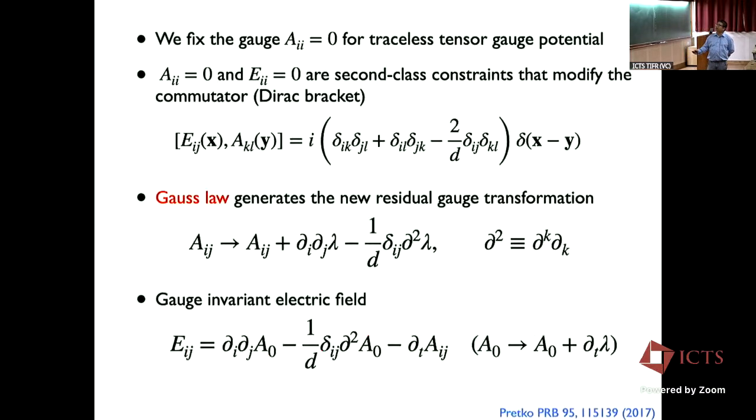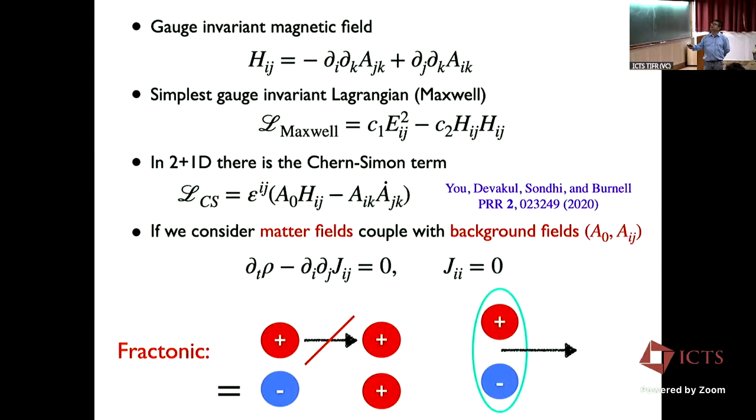Furthermore, with this gauge transformation, we can introduce a gauge invariant magnetic field. And then there are some gauge invariant Lagrangians that we can write down. The first one is the Maxwell one. Because the theory is non-relativistic, the coefficients C1 and C2 do not need to be related to each other. But here is the simplest form of the symmetric tensor gauge theory that satisfies gauge invariance.